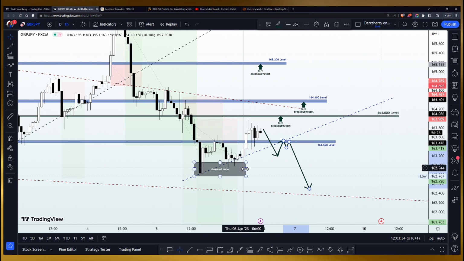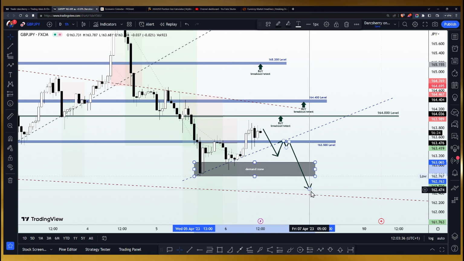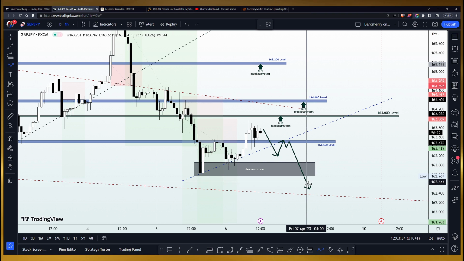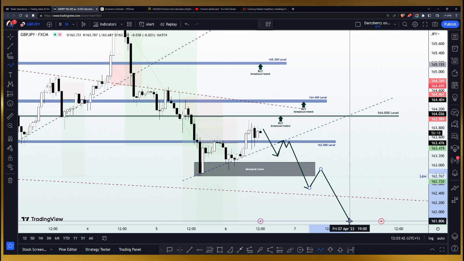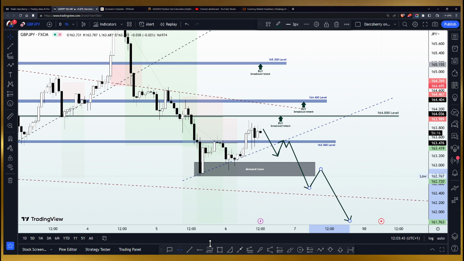And if a further breakdown of this demand zone we identify here happens, then we have no other choice than to look out for more opportunities to add more position to our existing trade on the GBPJPY. So this is what we want to see here that will make us change our perspective from the expected reversal pattern we identified on the structure earlier. So that is that on the GBPJPY today, and on this note I want to call it a day.